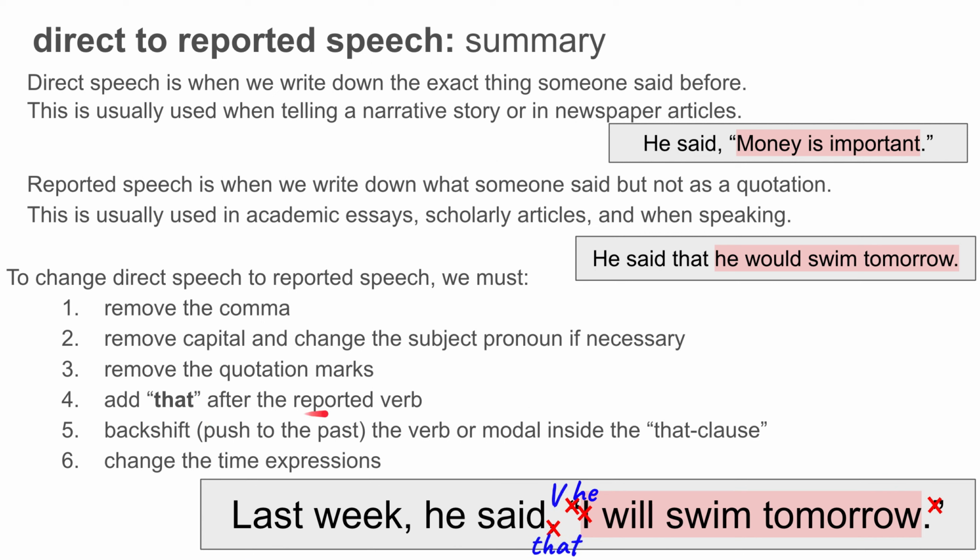Add that after the reporting verb. So he said that. Backshift, that is, push to the past the verb or modal inside the that clause. So he will becomes he would. And lastly, we have to change the time expressions. Last week he said that he would swim the next day.